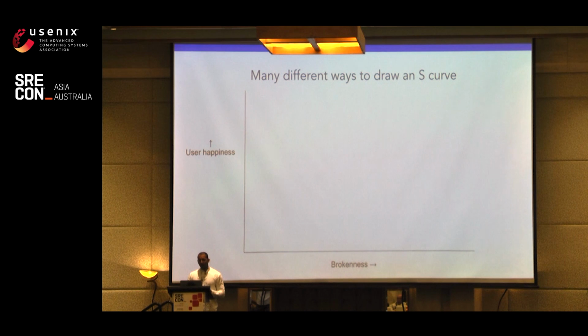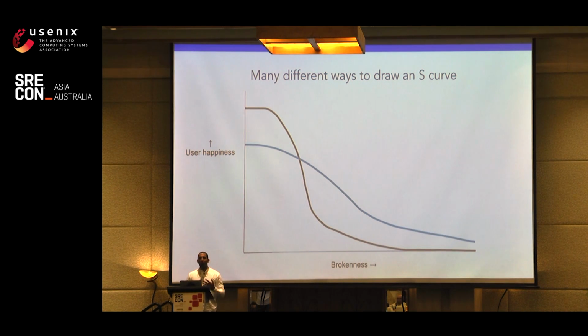There are many different ways to draw an S-curve when you're plotting user happiness against brokenness. One S-curve might look like this. You've got a plateau, a relatively steep drop-off, and then a long, shallow tail. Or you might have a more gentle slope, where the brokenness hurts your users more slowly over time. You could have something where users actually tolerate a relatively low level of performance for a large amount of brokenness before steeply falling off. Or you could have very demanding users, where there's only a small zone of tolerance where they're happy, and then a steep drop-off when there's any amount of brokenness. This might be a financial system, for example.